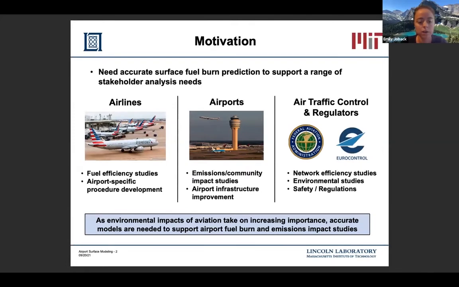Next slide. So there are many stakeholders that need accurate fuel burn predictions. I have a couple of examples listed on this chart here. One would be airlines, who would need such a tool to be able to determine the cost in fuel for an airport procedure change. Another example would be airports, who would need such a tool to be able to assess the impact of emissions on the surrounding community. And another example would be the FAA or EUROCONTROL, who could use such a tool to perform network efficiency studies. As understanding environmental impacts of aviation becomes more urgent, the precision to which these models predict fuel burn and emissions becomes more important. So we can go to the next slide.